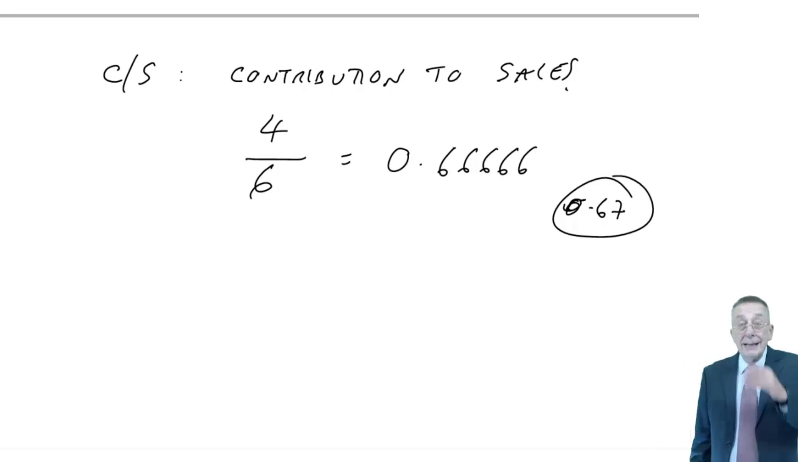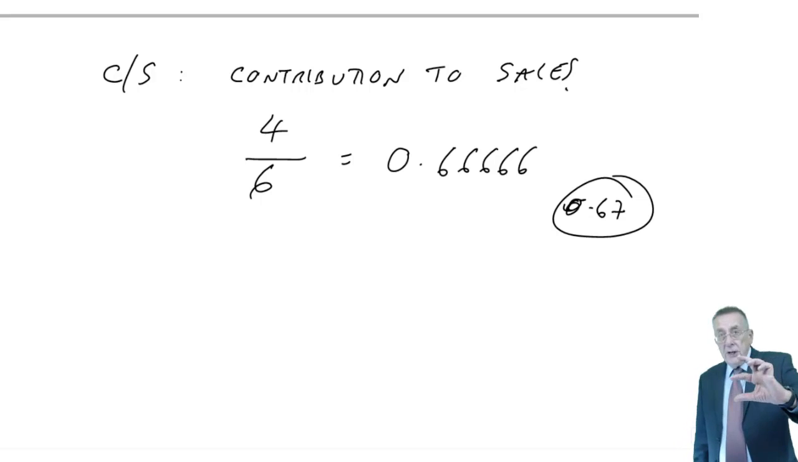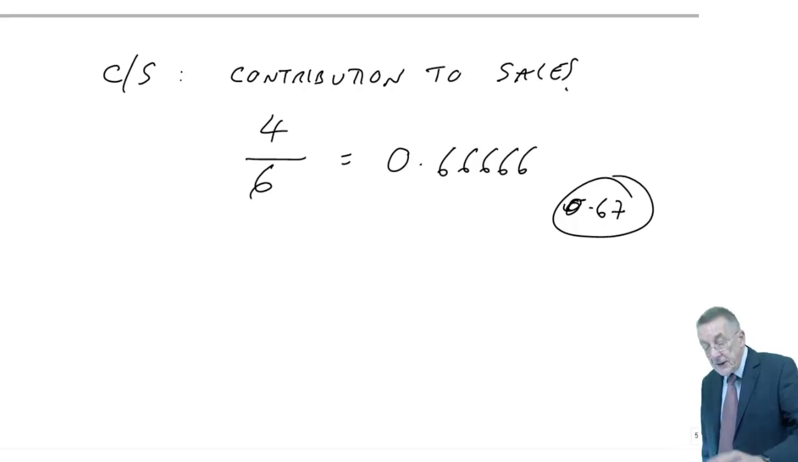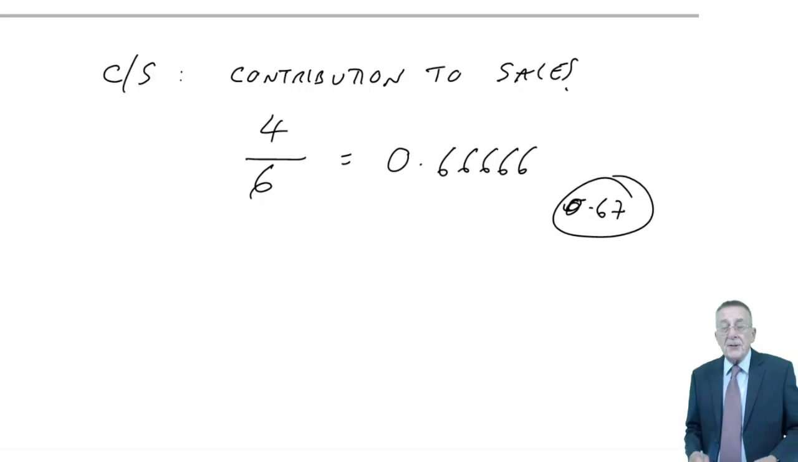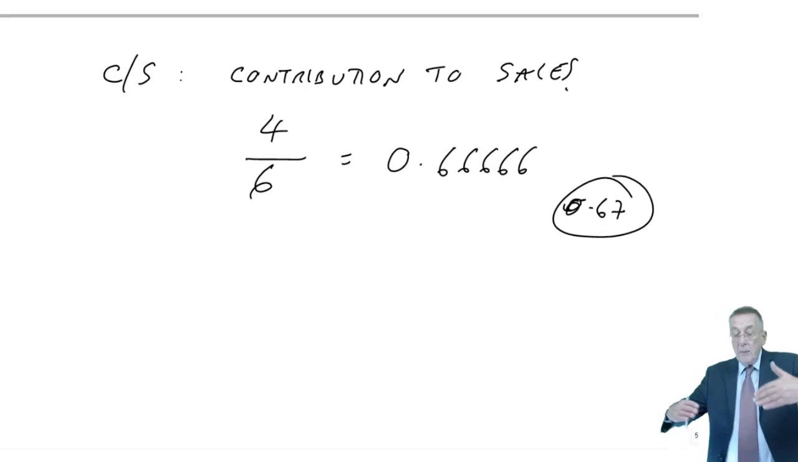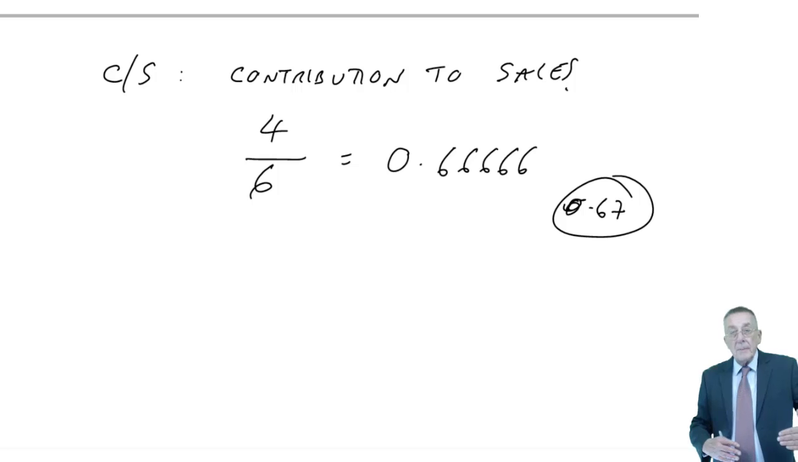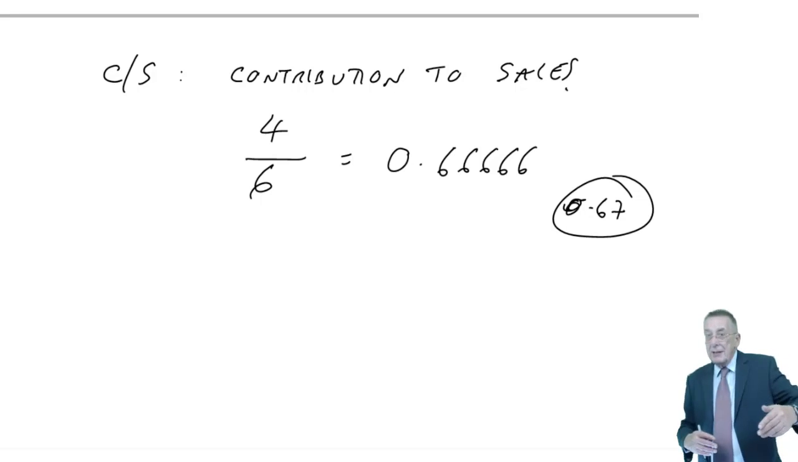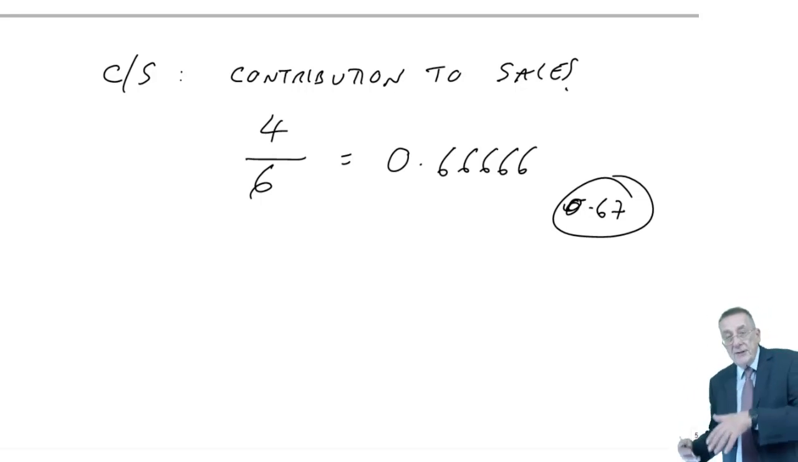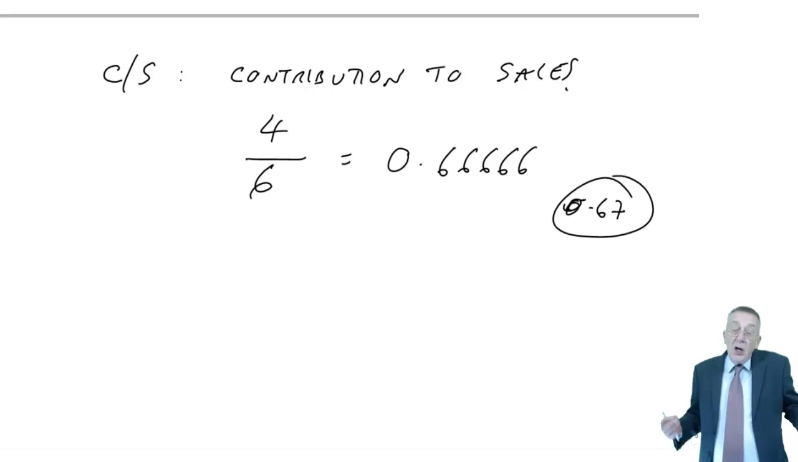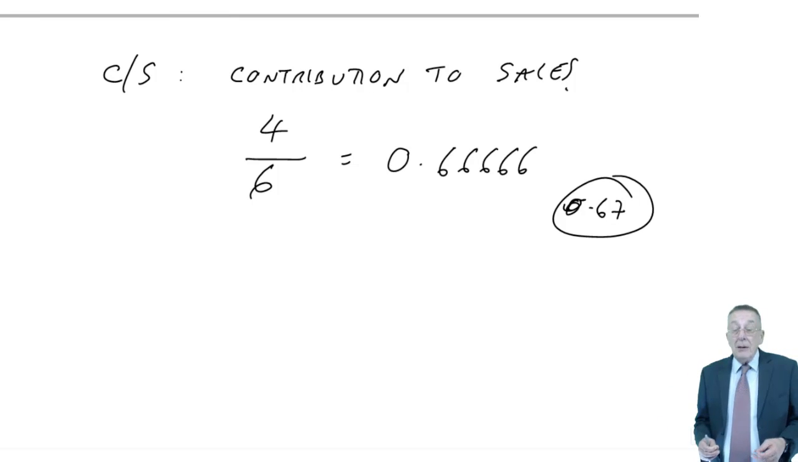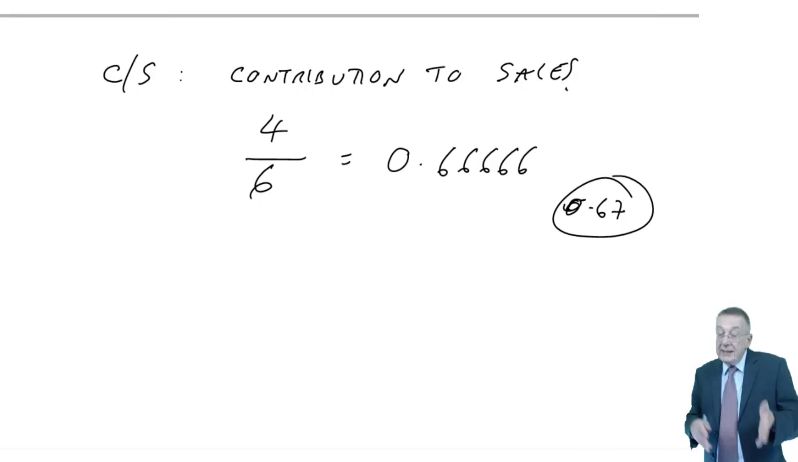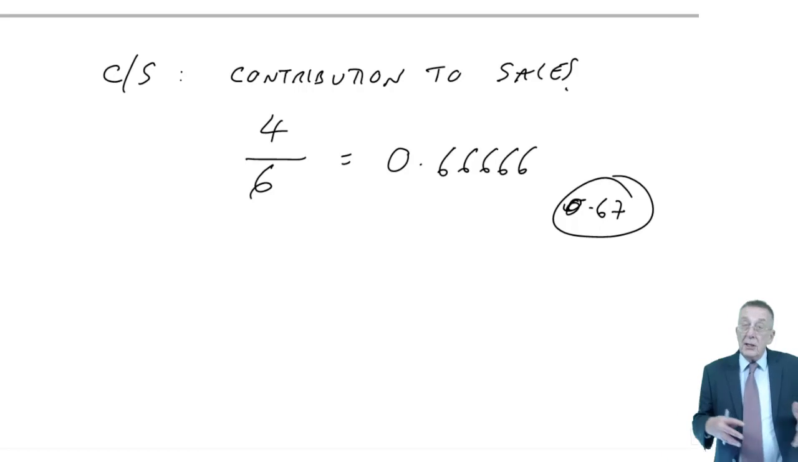And what does that mean? Sell 1 unit and the contribution will be 0.67 of the selling price. But surely as we sell more and more units, well, since the contribution on each unit is 4 for every 6 selling price, the total contribution will always be 0.666 times the total sales.